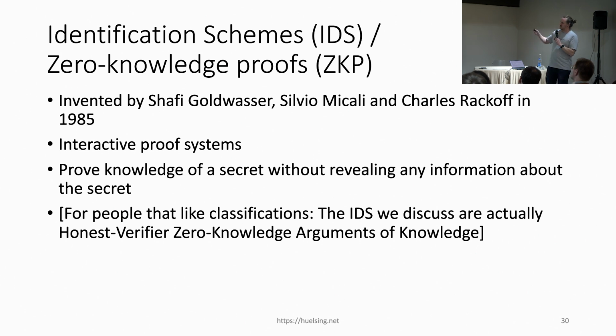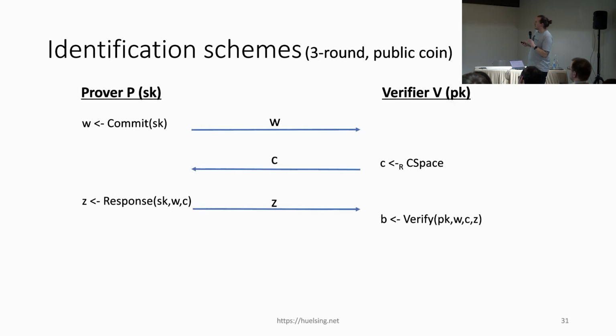And if you're a bit more into crypto and you like classifications, it's actually not zero-knowledge proofs that we're interested in, but we're interested in honest verifier zero-knowledge arguments of knowledge. Who cares? Let's say identification schemes, and we will talk about the properties that we need in a moment. And they look the following way.